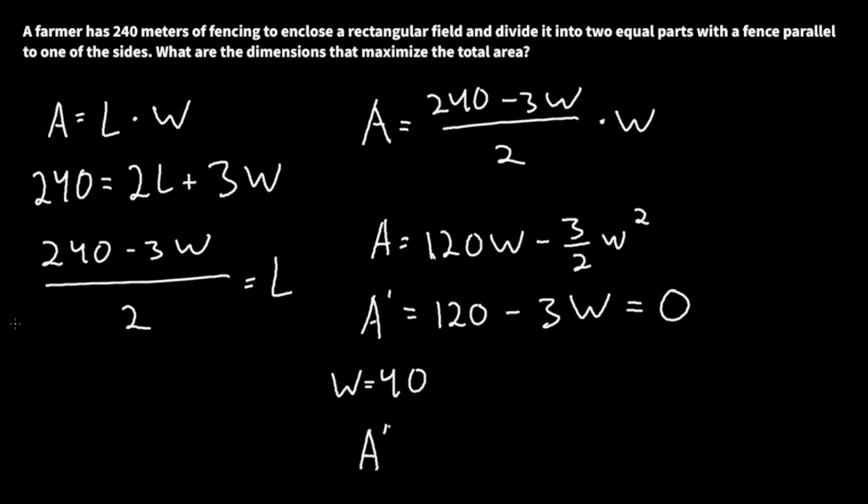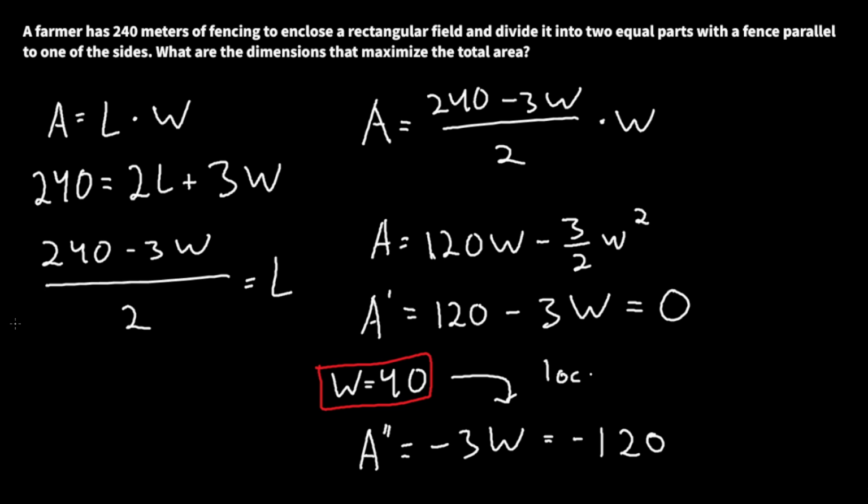The second derivative of your area is negative 3W. And when you plug in 40, your critical point in this case, you get negative 120. Since you get a negative number, the second derivative test states that this is a local max. Therefore, when the width is equal to 40, we maximize the total area.